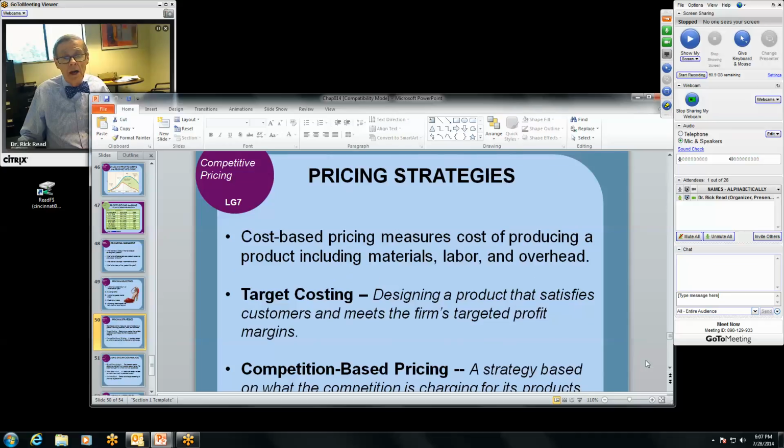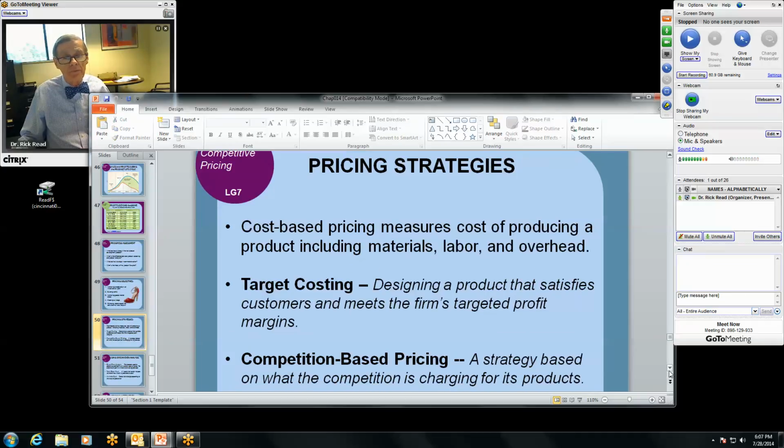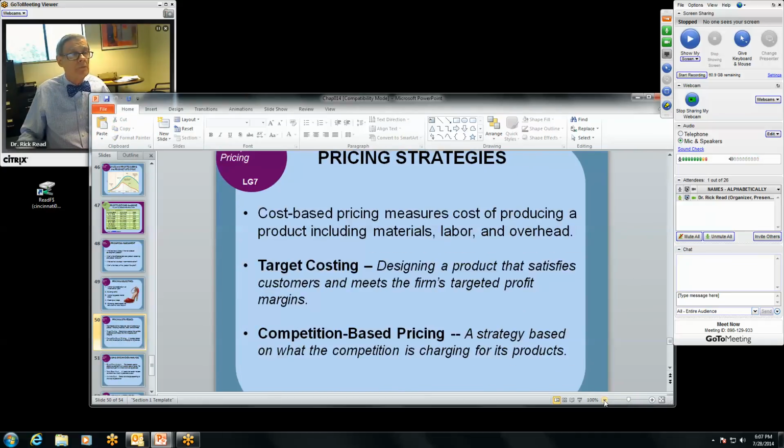Now, there's a number of ways to do this. I'm going to bring this down just a little bit here. Cost-based pricing, that means what it costs you, and then adding something onto that to make a profit. Target costing, notice this is a little bit different. Designing a product that satisfies customers and then it meets the firm's profit objectives, so profit margin.